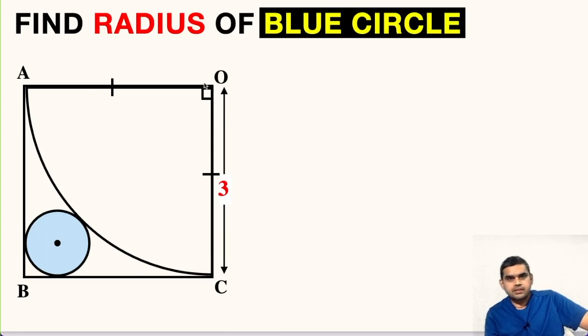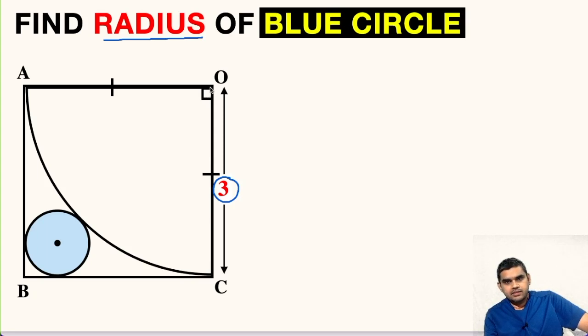So in this question, a square ABCO is given and measure of each of its sides is 3 units. Inside it we have a quarter circle and a small circle shaded in blue color. We are asked to find the radius of this blue circle.